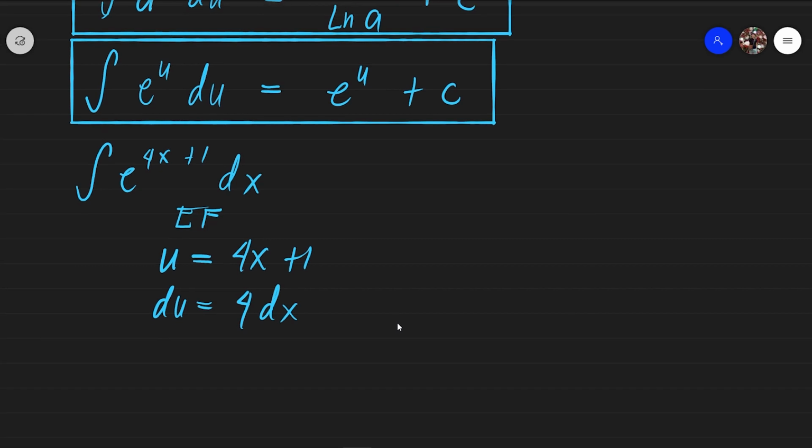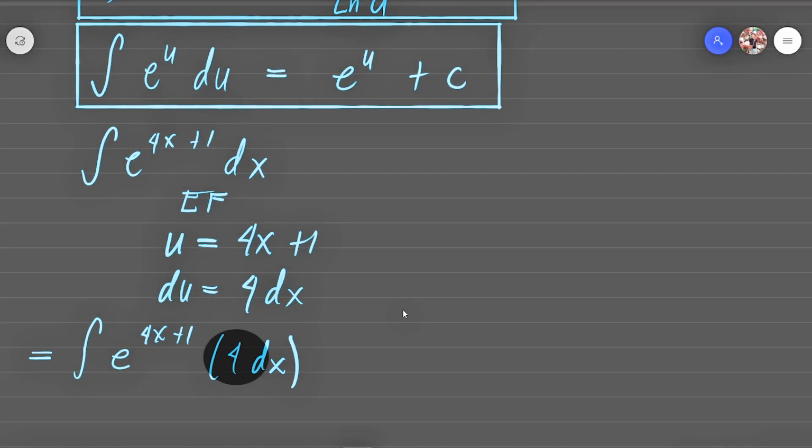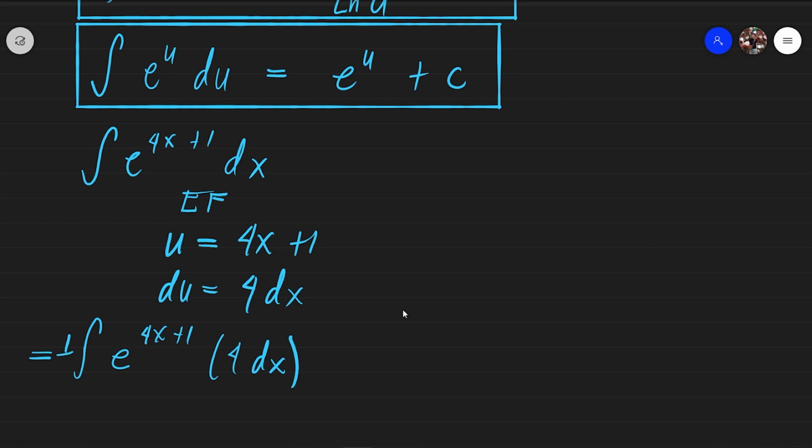Then the next step is to apply the left side of the exponential function formula. This will be equal to the integral of e raised to u, where u is 4x plus 1, du, and your du here is 4 dx. Obviously, we have 4 here, so you have to introduce a correction factor, which is 1/4, so that this quantity is still equal to the original given function.